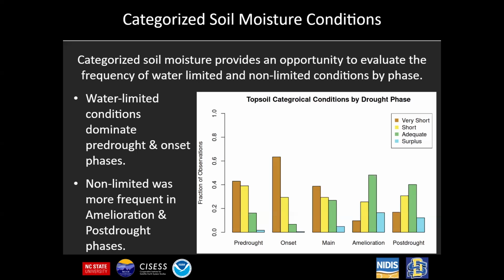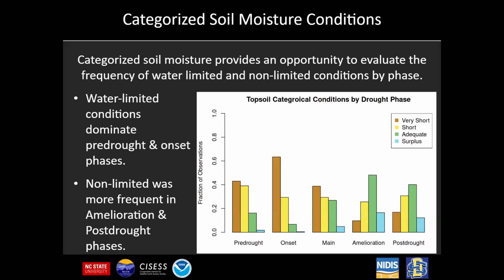When we get to onset, it's even higher, about 80 to 90%. This alleviates a little bit because you see adequate bump up in the main phase. I think what's happening in the main phase is you can have rain events within the drought. It doesn't end the drought event, but it does wet the soils, and we see that particularly in the topsoil. In the amelioration phase and in the post-drought phase, we see that the most dominant observations are adequate and surplus. So that's just our first pass at using some of the categorical data.